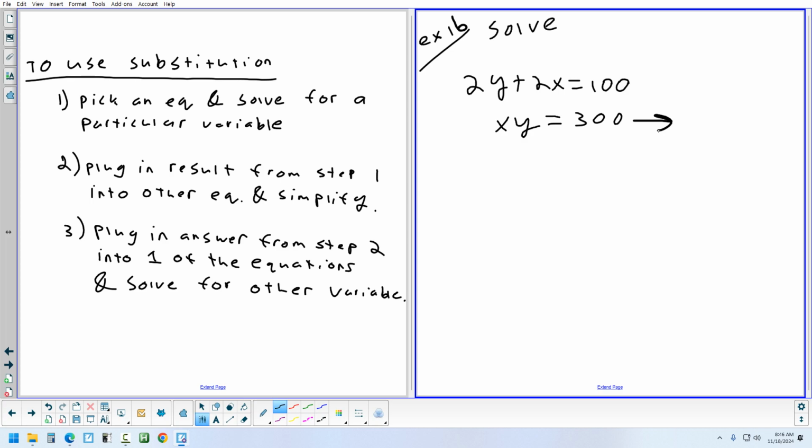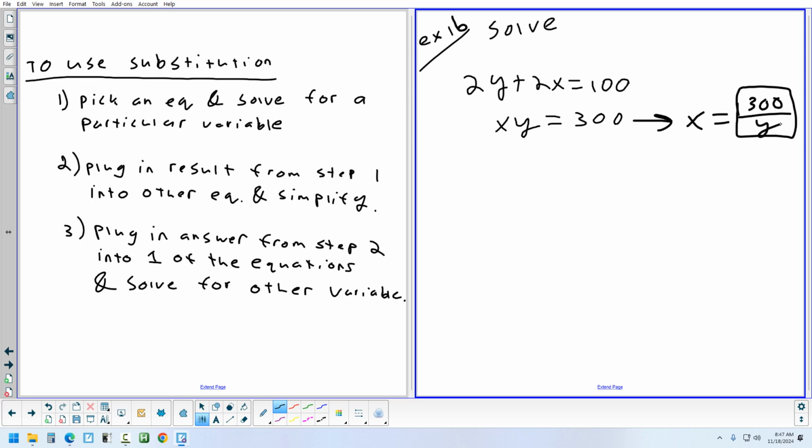What letter do you want to get by itself in the bottom? X. Okay, so when we're done, we're going to have something in that box. To get X by itself, that means you need to put the Y on the other side. How would you move the Y from the left side over to the right side? Divide it. Yeah, you divide each side by Y. So what would be in that box? 300 over y. 300 divided by Y. Any question on how we got X by itself in the bottom? Okay, that's the first step.